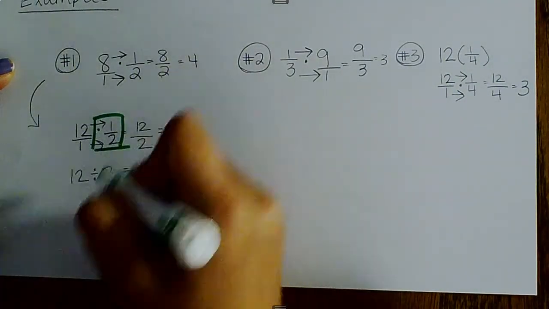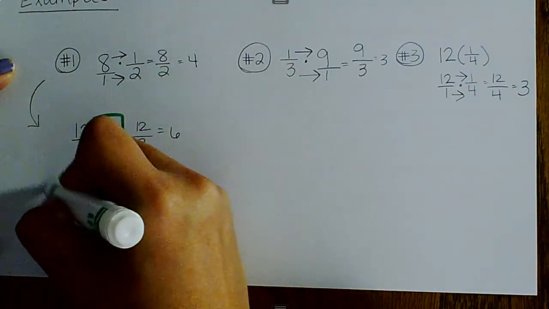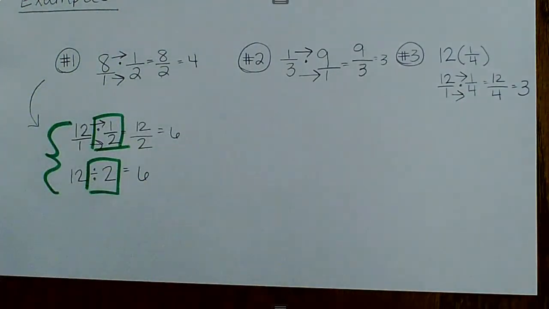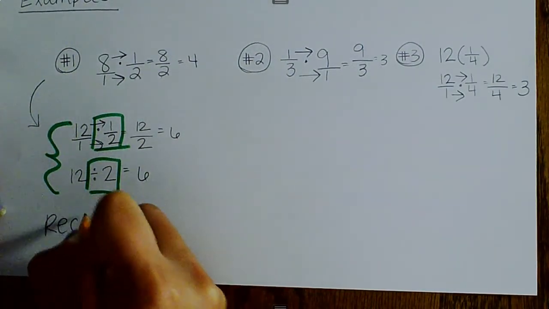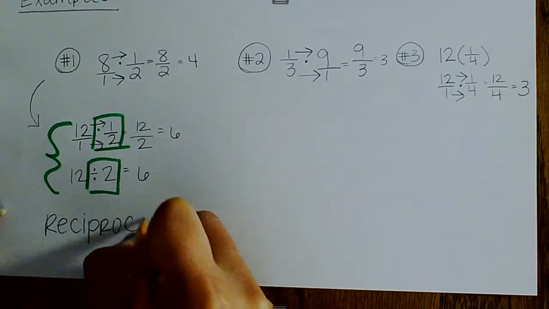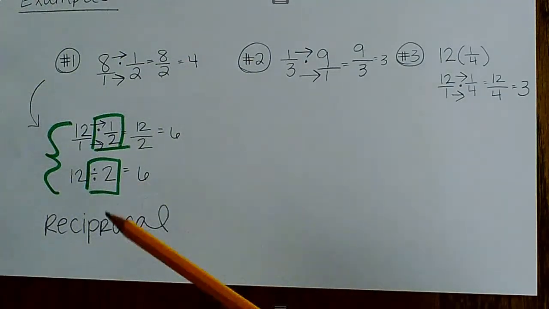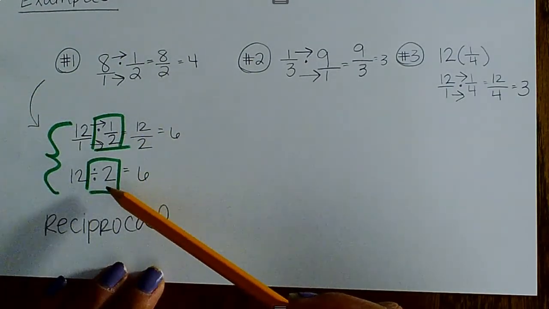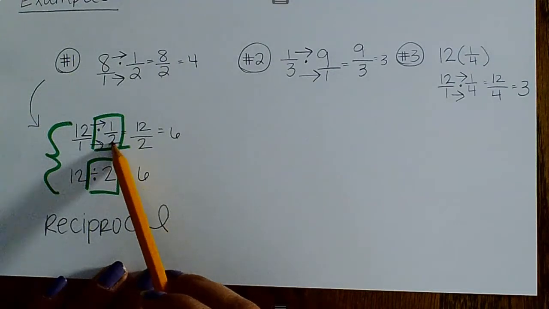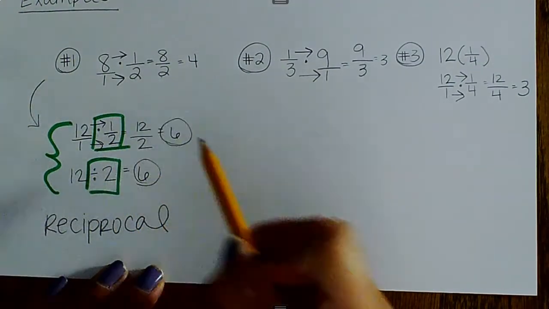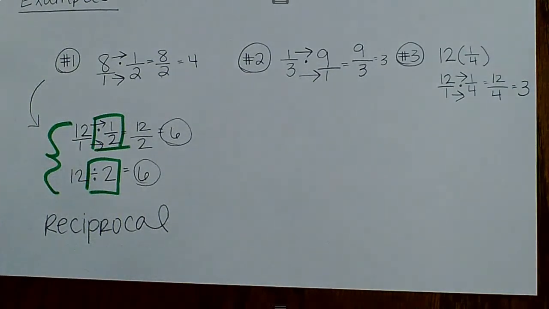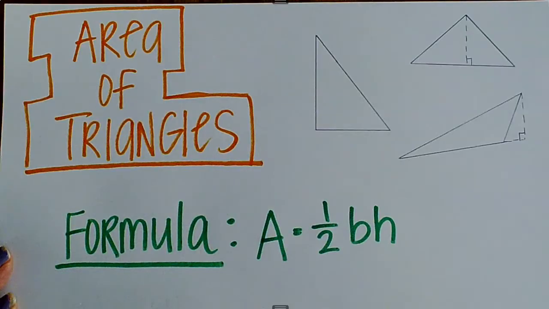So again, these processes are the same because of one word, and that is, if you remember, called the reciprocal. Okay, so 1/2 and 2 are reciprocals of one another. So multiplying by 1/2 and dividing by 2 actually end up being the same thing. And we're going to carry this over to when we apply it to the area of a triangle, which we're going to do next.